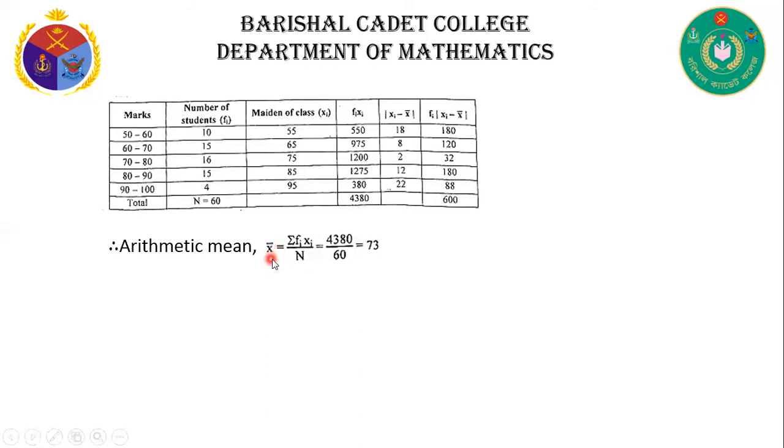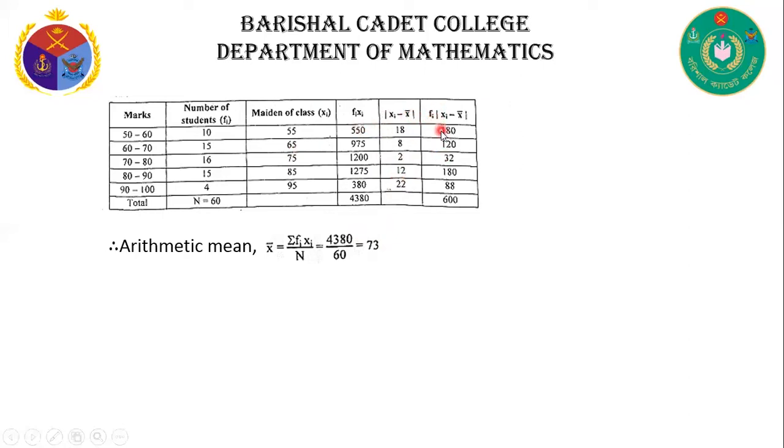Now modulus of Xi minus X bar. Here the arithmetic mean is the summation of Fi Xi, that means 4380, divided by N. N means the sum of the frequency, which is 60. That's why we can write X bar is equal to 73. Now Xi minus X bar: 73 minus 55 means 18, 73 minus 65 means 8, 73 minus 75 means 2. In the same way, we get the rest of the data.